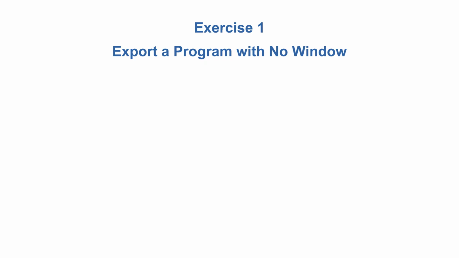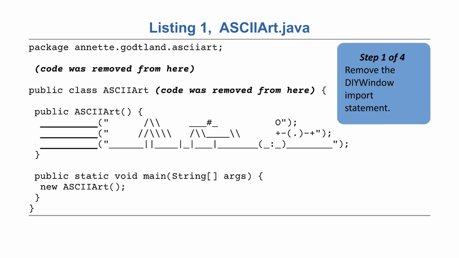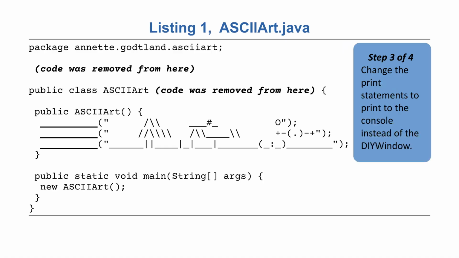In exercise 1, we'll see what happens if your program prints to the console instead of to the DIY window. First, remove the DIY window import statement. Next, change the class definition to not extend DIY window. Finally, change the print statements to print to the console instead of the DIY window. Hint: System.out.println will print to the console. Run it. What happened? It should have printed to the console.